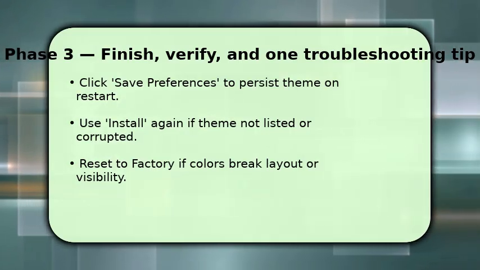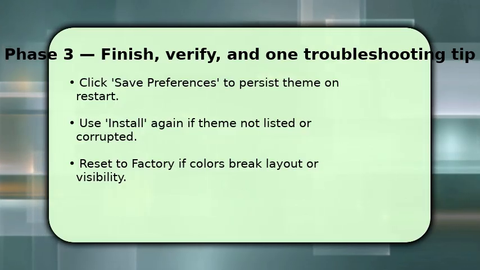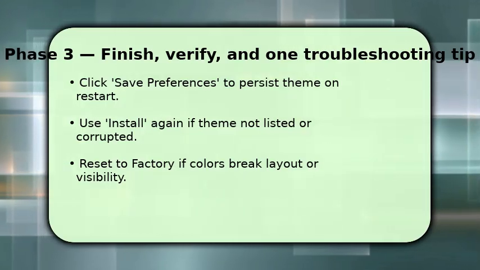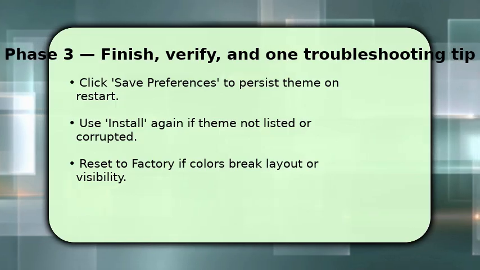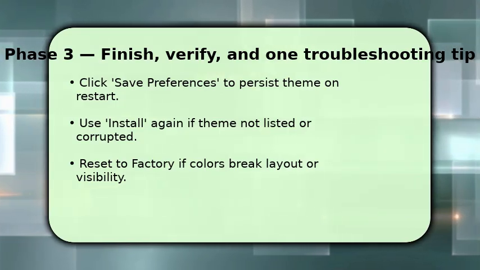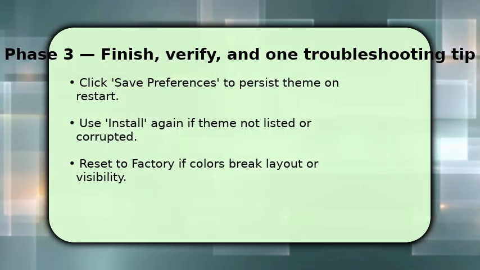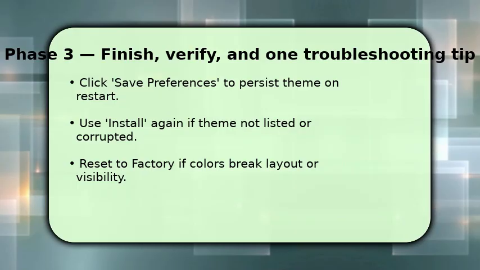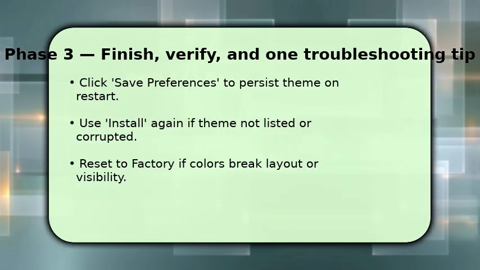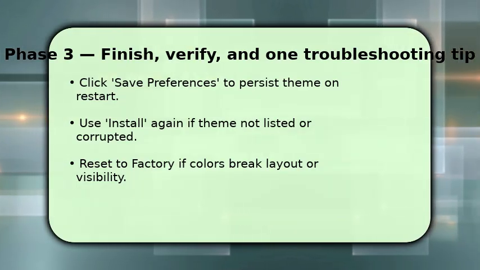If the theme doesn't appear, reinstall the XML using Install and verify file integrity. Corrupted XML will be skipped. If colors break panels or text becomes unreadable, reset to factory settings to restore defaults, then reapply a different theme. These steps ensure your UI is consistent and recoverable if something goes wrong.